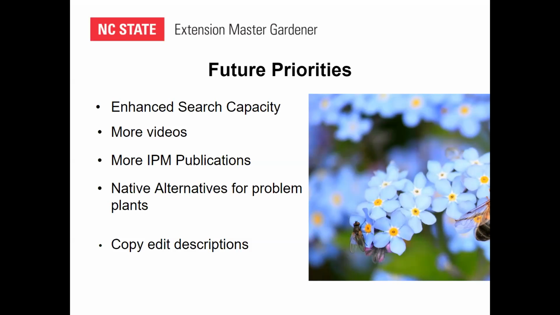Adding in those IPM publications and links out to really help people get the gist. And then native alternatives. So if you're dealing with a problem plant, we have the capability of saying, here's a native alternative to this problem plant, and linking folks out to plants that are better choices, or similar but less problematic plants. Maybe it's not a native, but it's a better plant than the one that you're looking at, and we could direct you to that one.